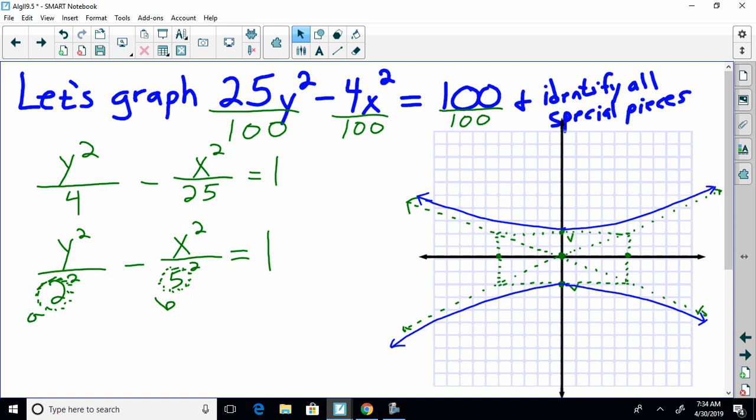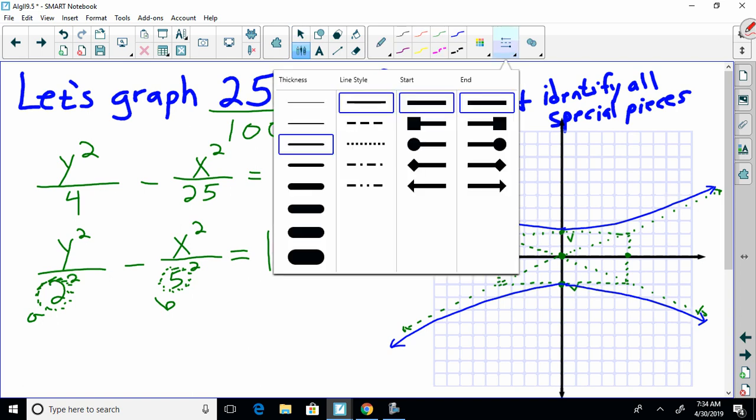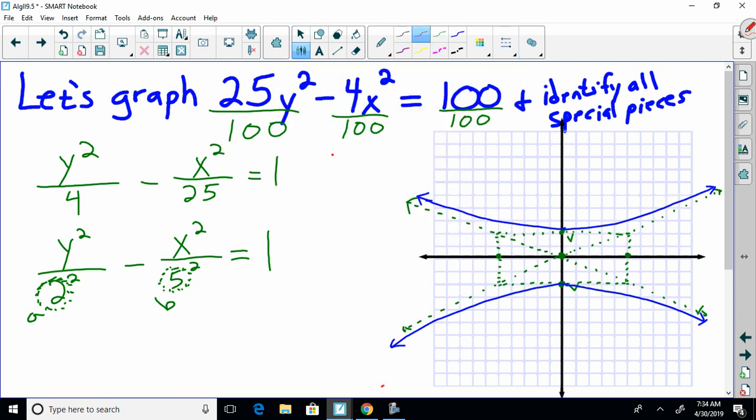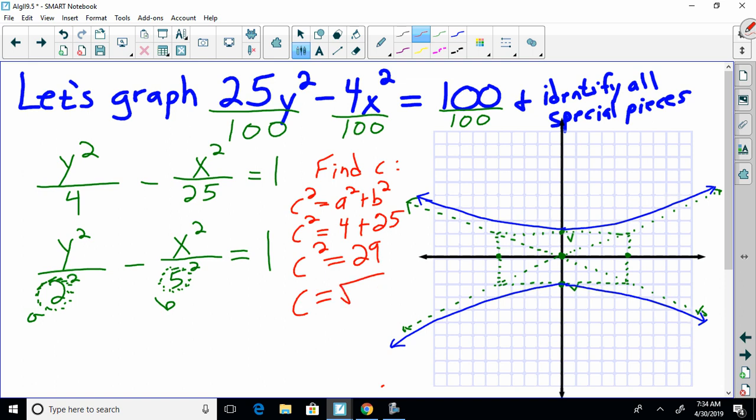Let's find the special pieces. Let's go after the foci. To find the foci, we need the value of c. Remember, this is the equation that relates a, b, and c. So c squared equals a squared plus b squared. c squared is 29. That means c is the square root of 29, exactly, or approximately 5 point something for counting purposes.